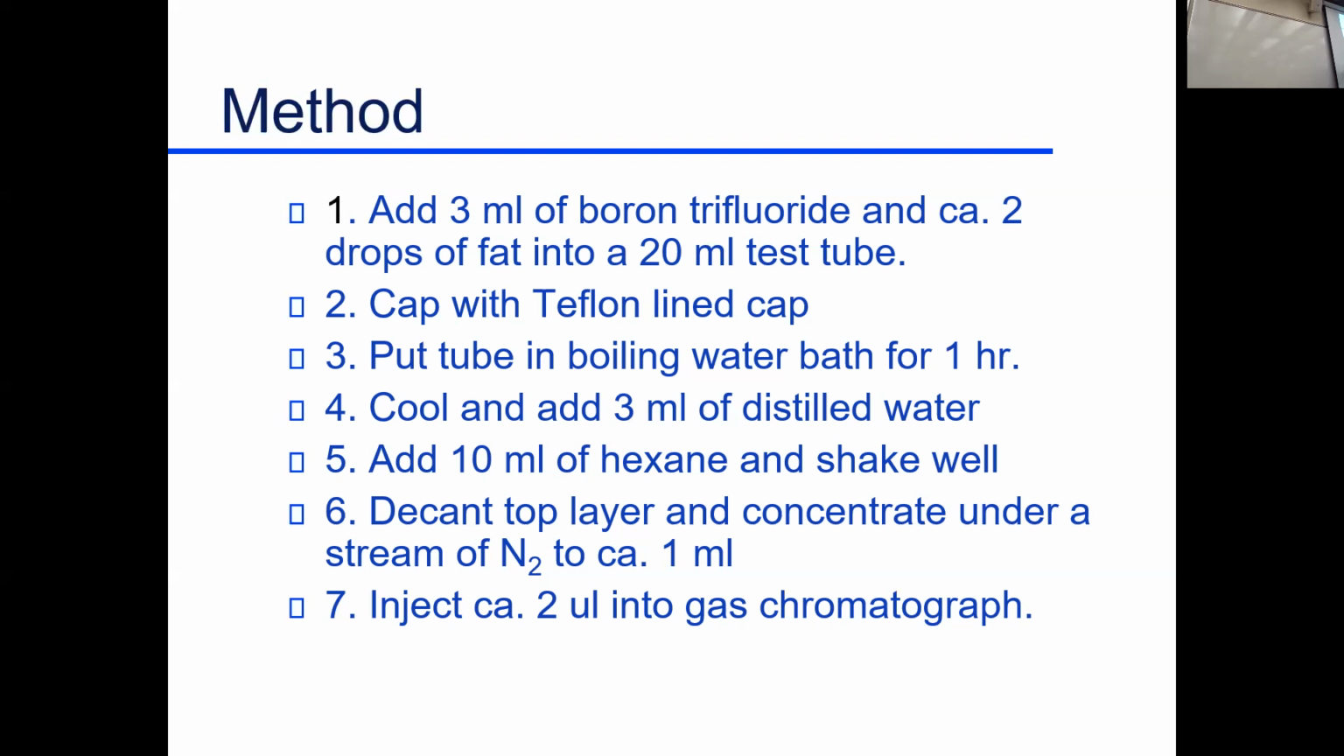Put the tube in a boiling water bath for 1 hour, cool, add 3 mils of distilled water, and add 10 mils of hexane. So we put water in, and we put hexane in. Your free fatty acids are now off the triglyceride and they're going to be soluble in hexane. Take that top layer, you may concentrate that down to maybe 1 mil, and inject it into the gas chromatograph. So you probably followed something like that for your methodology.